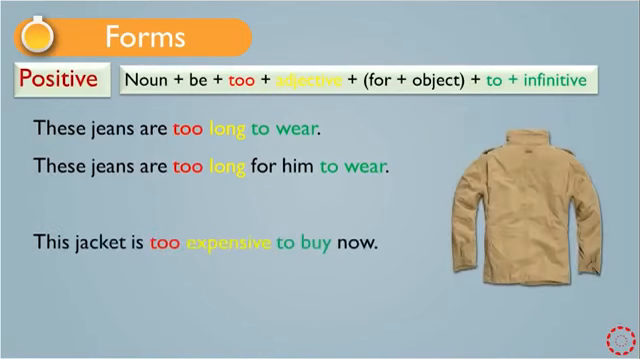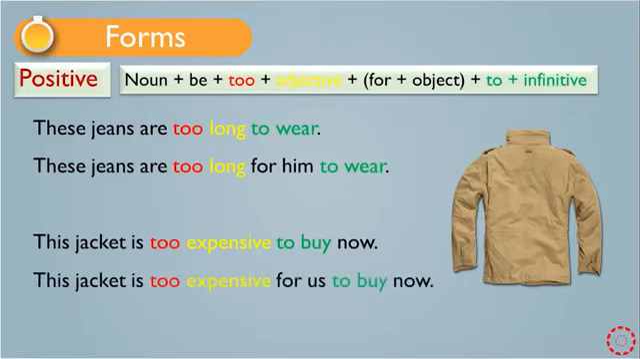This jacket is too expensive to buy now. It may be a crisis, that's why it's too expensive to buy. This jacket is too expensive for us to buy now. Why "for us"? Us is the object, we use "for" with the object. Okay.